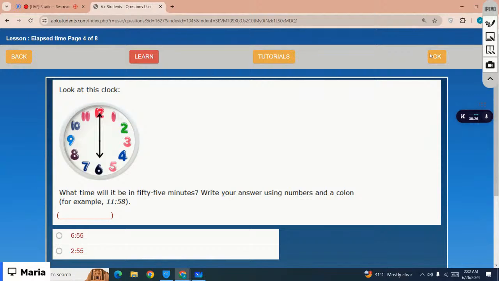The correct option is 55 minutes it is. Yes, 6:45. The correct option is option number 2. 6:45 it is, right? 6:55 it is. Option number 1 is the correct option.